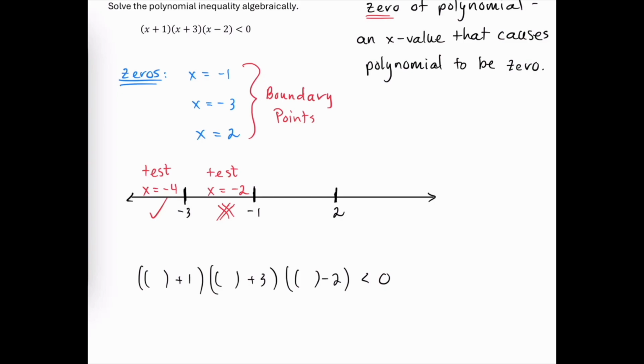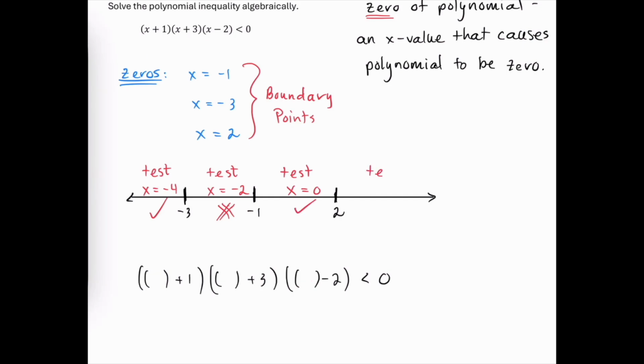So now moving to the next interval, notice that 0 is in this interval, and that's always going to be my test value if the interval contains 0. So we're plugging 0 in for each of these x values, and here we go down here. 0 plus 1 is +1, 0 plus 3 is 3, and 0 minus 2 is -2. And this product is then going to give us -6, which is less than 0. So the interval that contains x equals 0 is going to be part of our solution set.